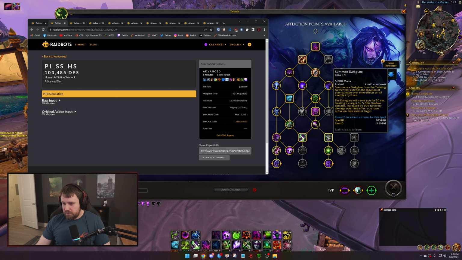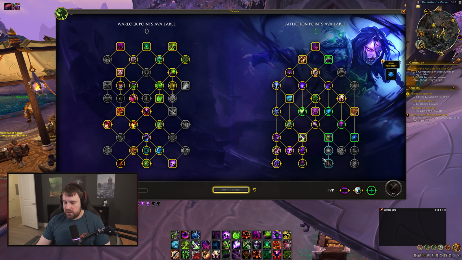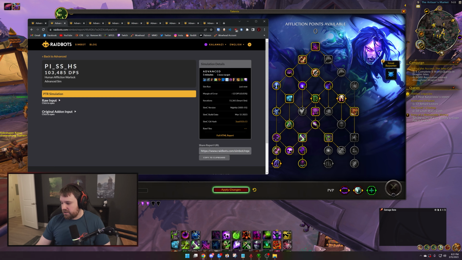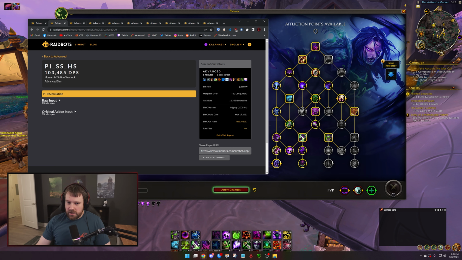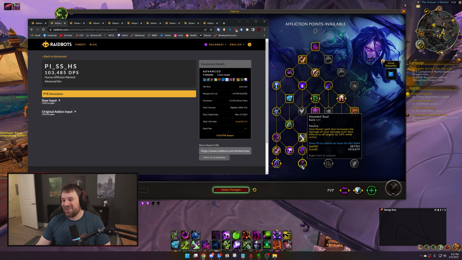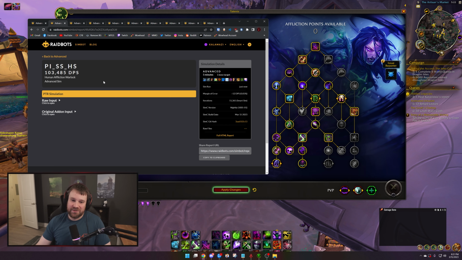For what it's worth, we weren't playing this build. We were playing this build right here, which has been pretty much the de facto go-to single target build I've played on PTR. So this is Pandemic Invocation, Soul Swap, PI, Soul Swap, it's not piss, and HS is Haunted Soul, meaning this whole row is filled out. So currently sitting at about 103,485 DPS in the sim.